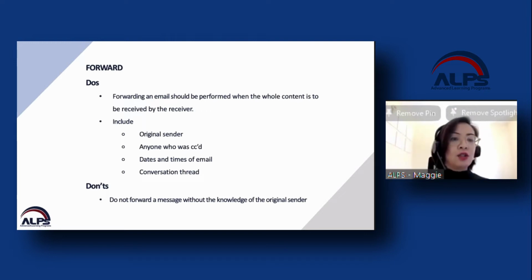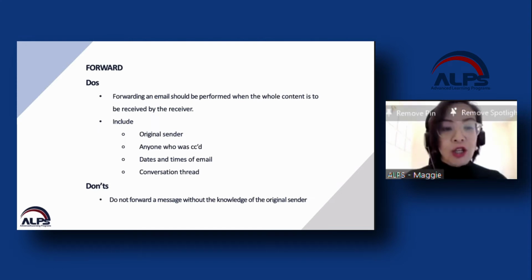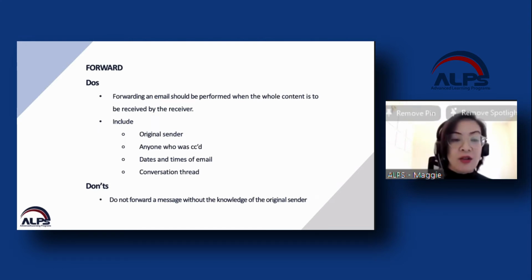All right. So the do's here is when they need to know about the email. Basically, if they need to learn or to know about the message, then you forward it to them. When you're forwarding an email message, make sure that the original sender is there. Also include anyone who was in the CC. Okay. The dates and time of an email, although this normally appears in your email, right? And the whole conversation thread.